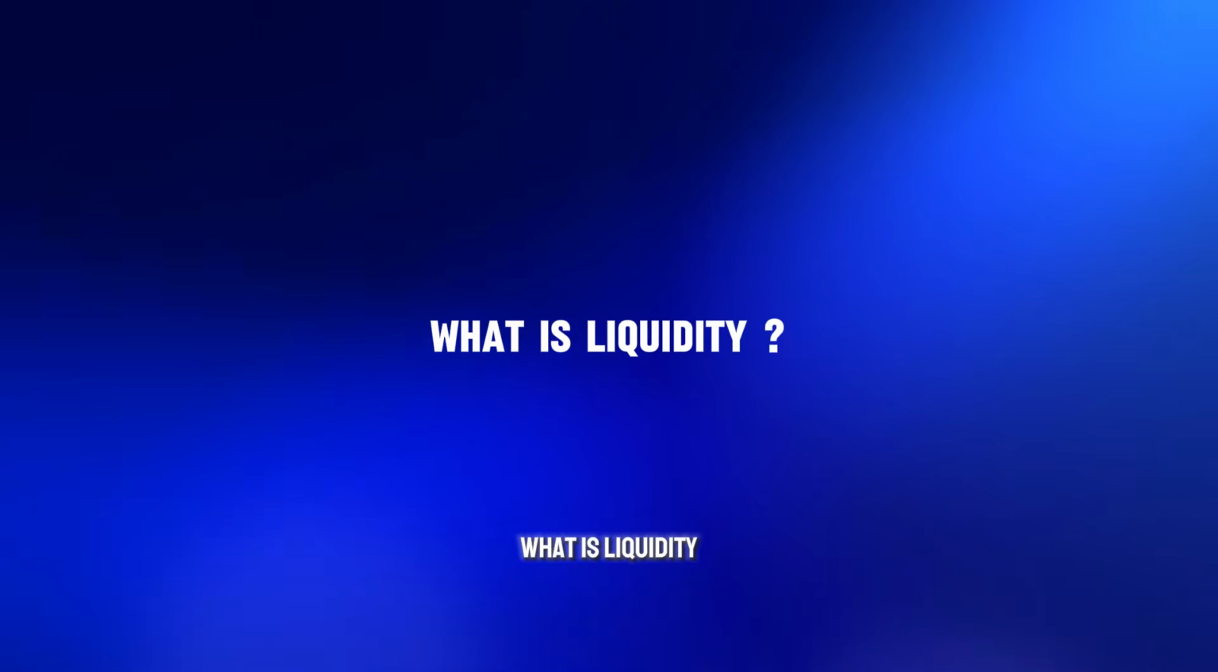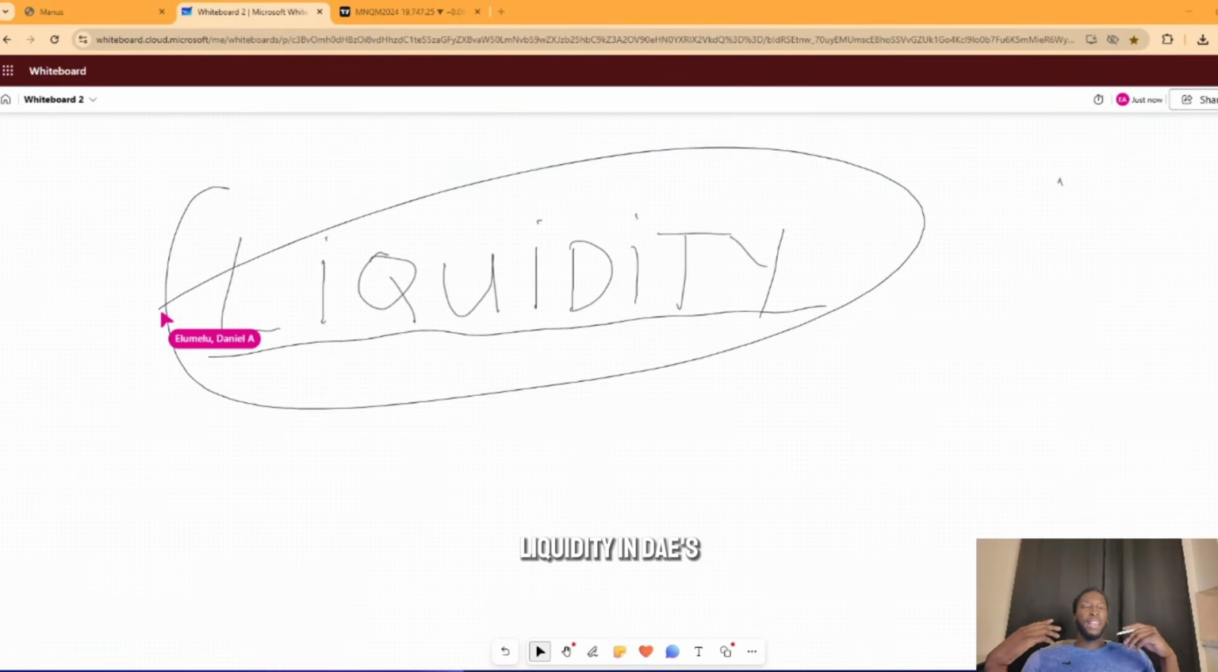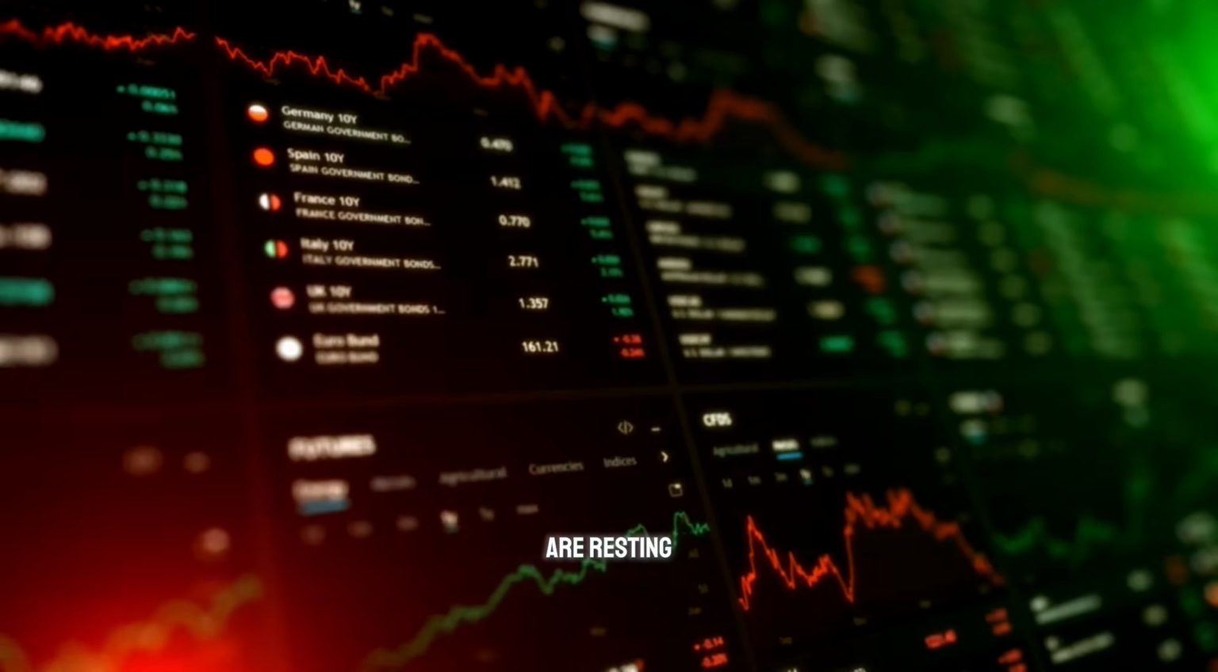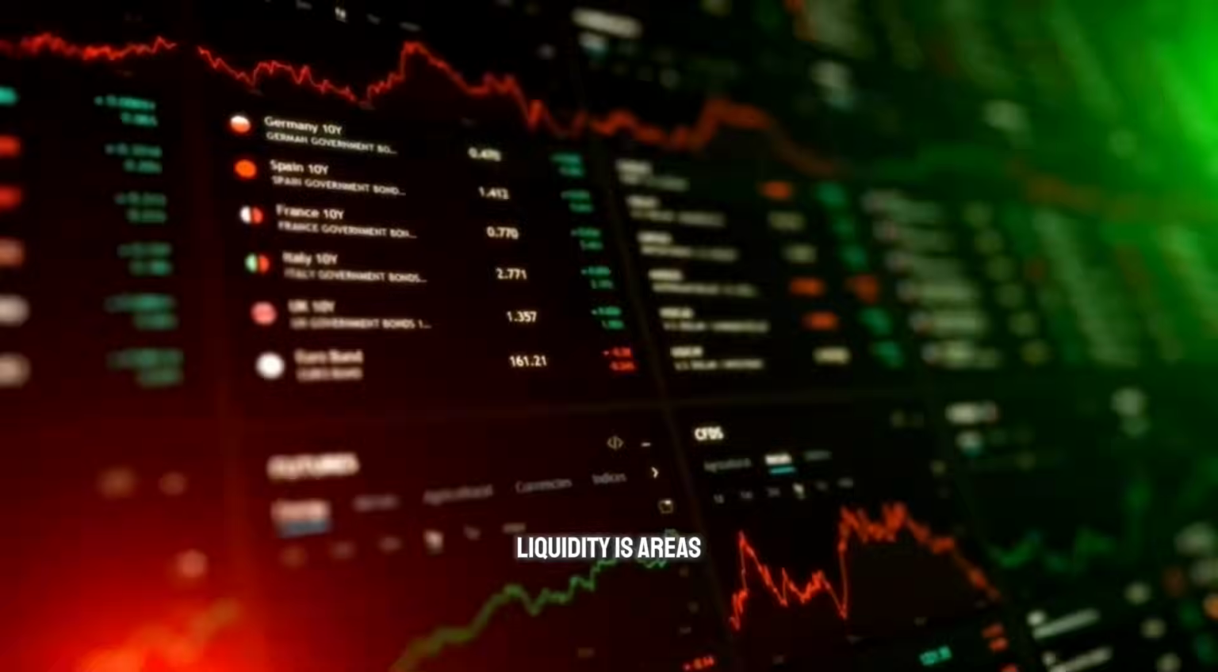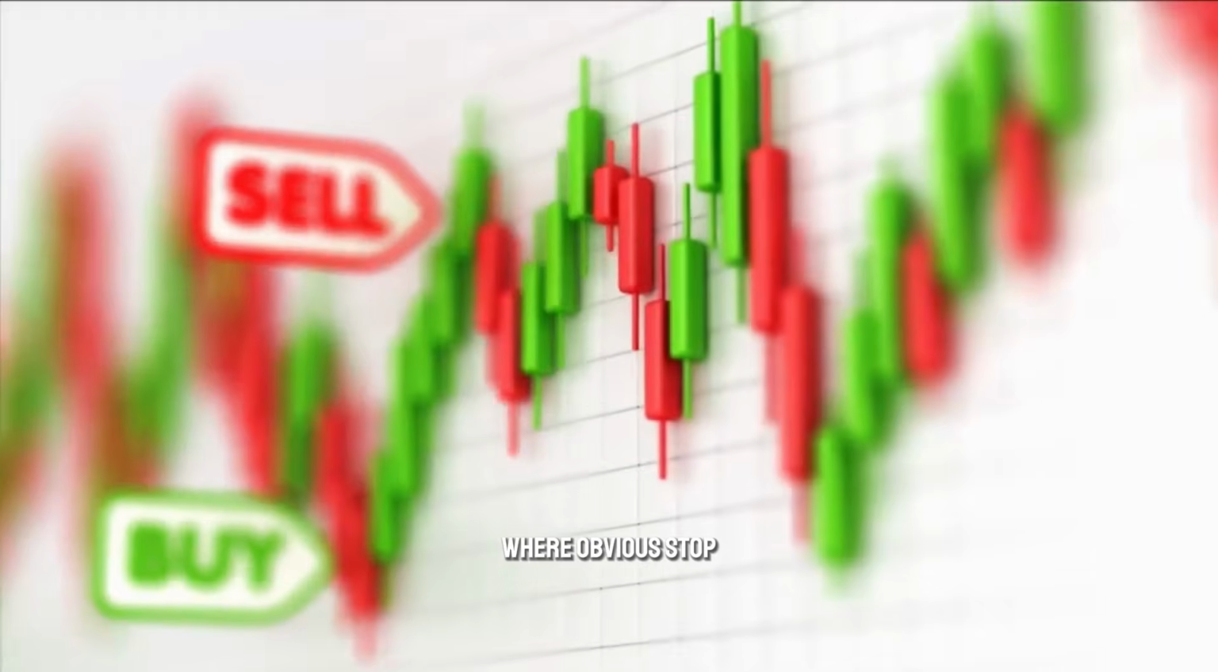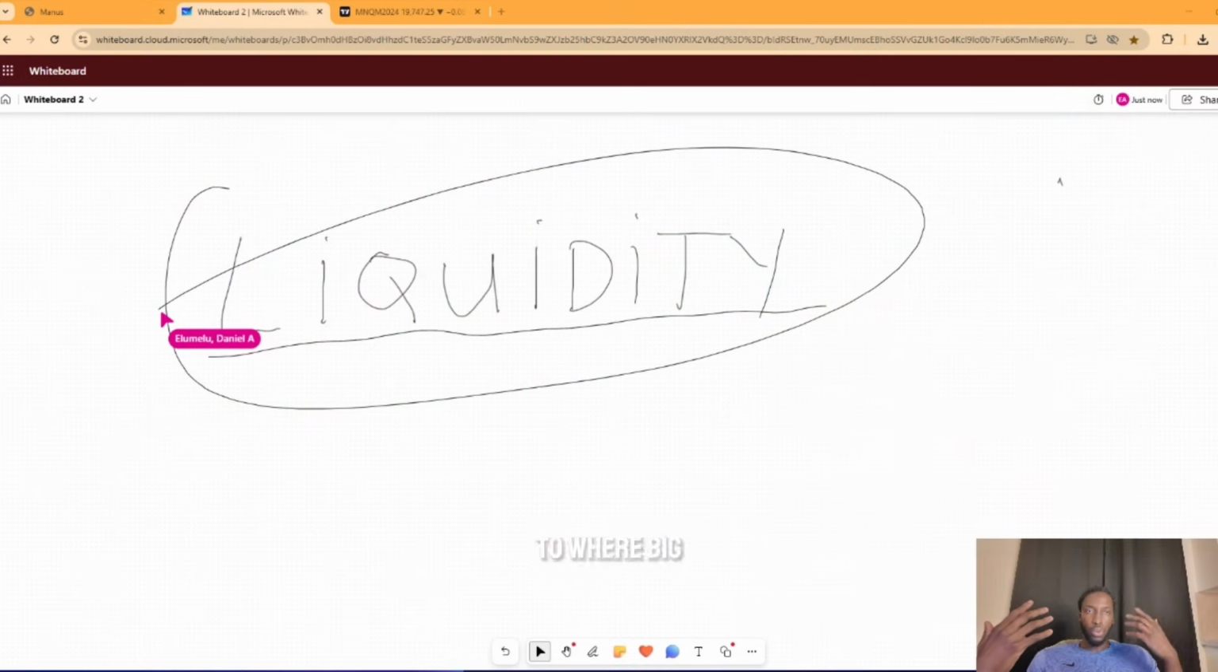What is liquidity? All right. Liquidity in my terms, correct me if I'm wrong, well, you wouldn't know. But keep in mind, all of this is just theory. Nobody really knows, okay? But liquidity, from what I presume it to be, is where buy and sell orders are resting. Liquidity is areas in the market where obvious stop losses are placed, to where big institutions like to go grab some liquidity before going higher.